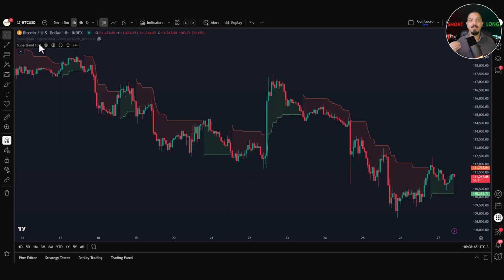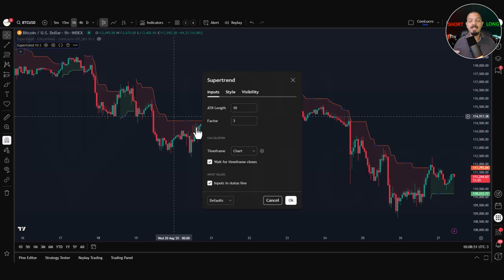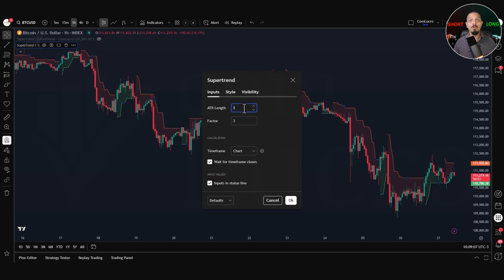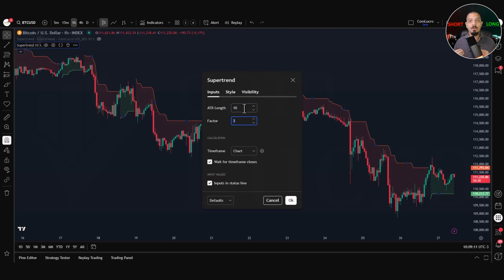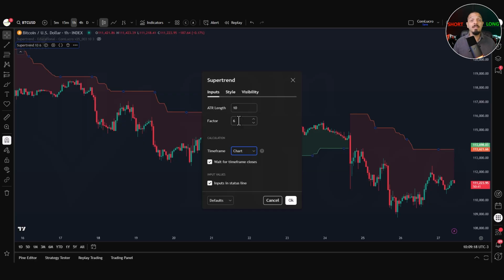Once the indicator is added to your chart, hover over its name and click the gear icon. This opens the settings panel where you can fully customize how Supertrend behaves and appears. Now let's go over the full settings of the Supertrend indicator, starting with the Inputs tab. At the top we have ATR length. This controls how many periods are used to calculate the average true range, which defines the volatility component. The default is 10.0. Next is factor, which is the multiplier applied to the ATR to determine how far the Supertrend line sits from price. The default value is 3.